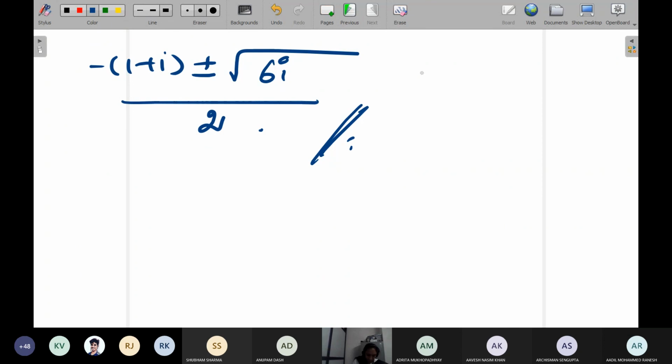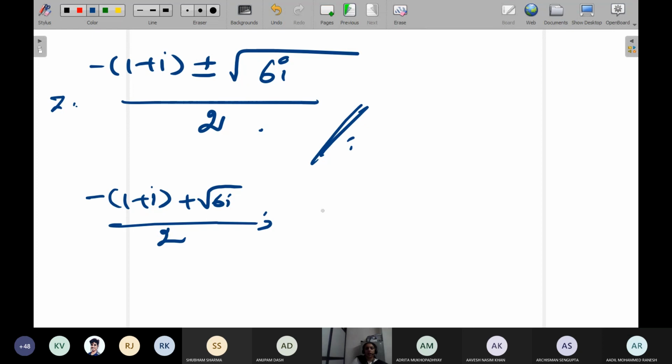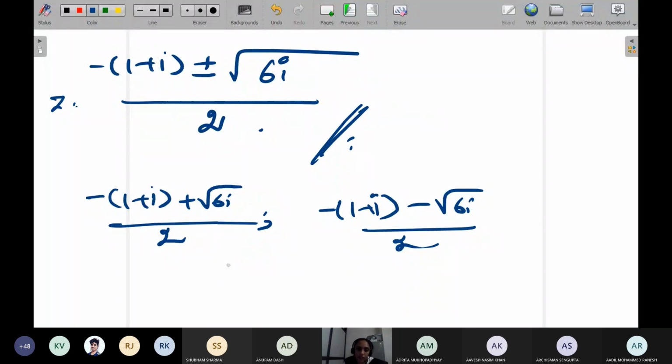Is it clear? You can leave it like this. There are two invariant points. What are the points? Minus of (1 plus i) plus root 6i, divided by 2. The other one is minus of (1 plus i) minus root 6i, divided by 2. So there are two invariant points. You have got a quadratic equation. So whenever you have to find the fixed points or invariant points, the image of the point will be itself. Then we say that these are the invariant points of the transformation.